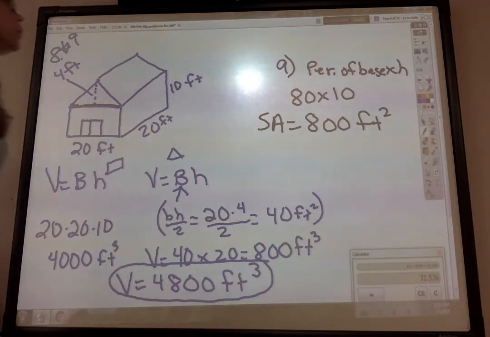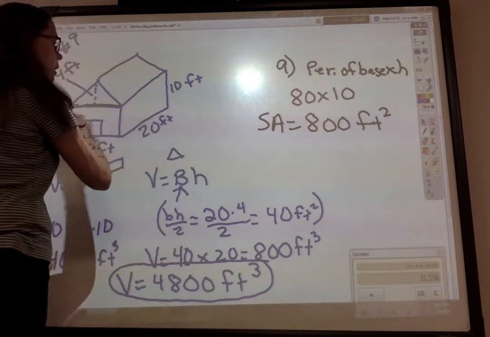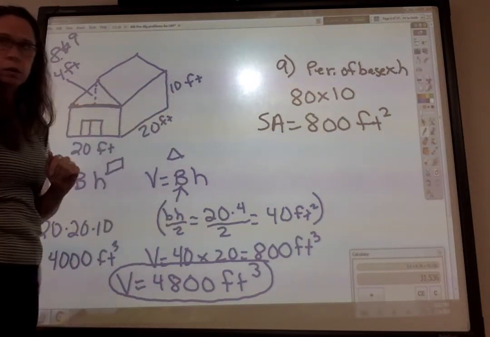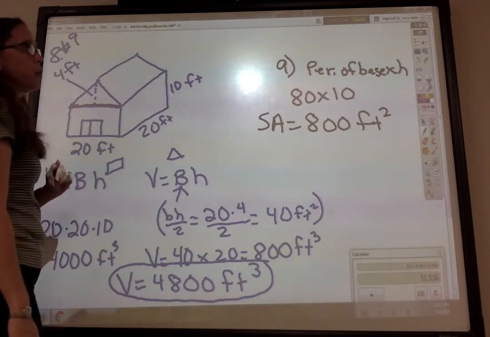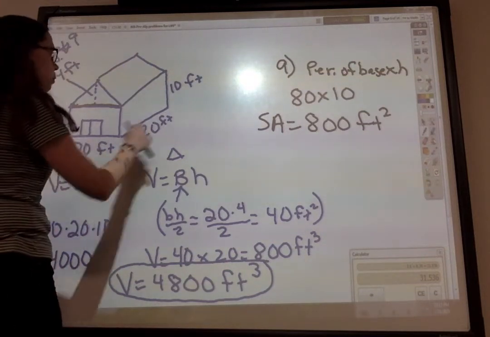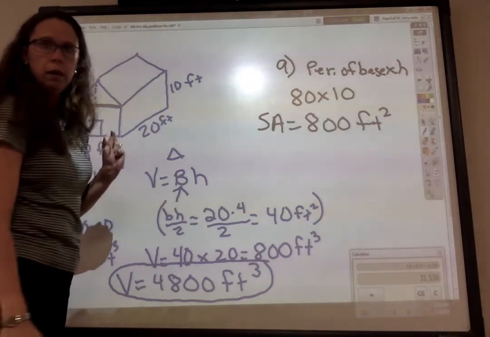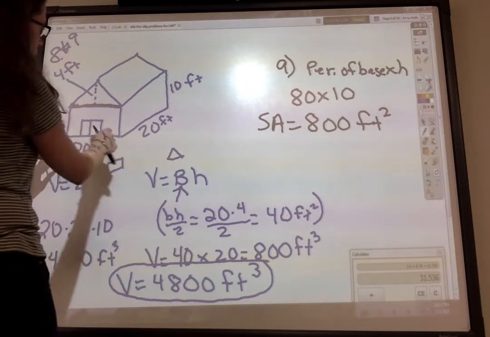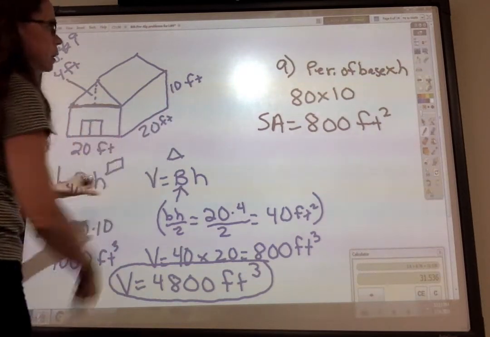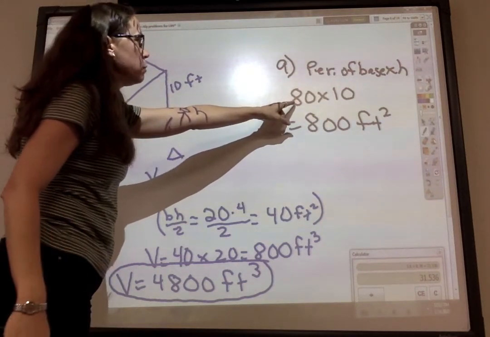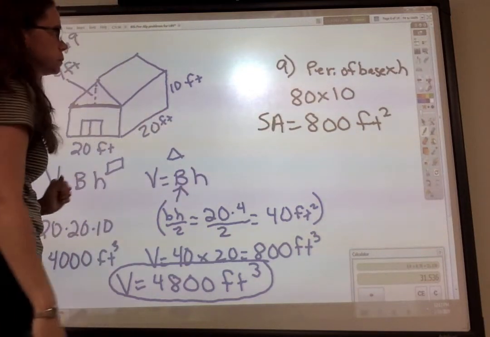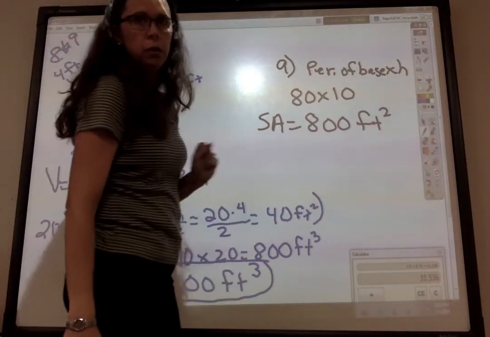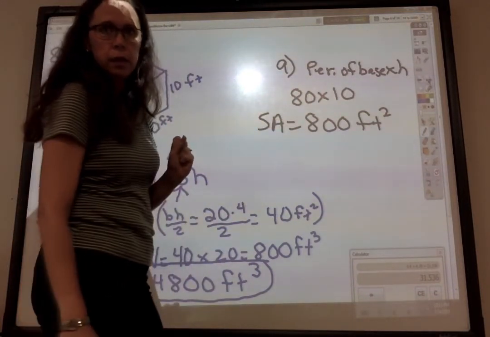Now number 9, it says they want to paint the outside of the building. They're not going to paint the roof, just the 4 outside walls. So if I want to find the surface area there, I can find the perimeter of the base and multiply it times the height. My base, my figure is 20 by 20 by 20 by 20. So that gives me 80 in perimeter. Times my height of 10 gives me 800 feet squared as my surface area that needs to get painted.